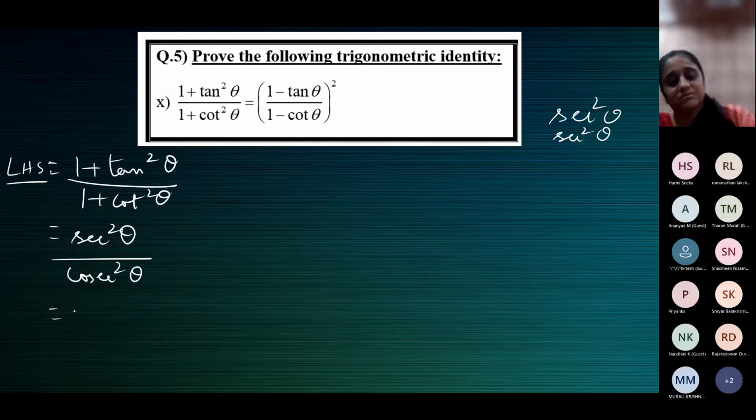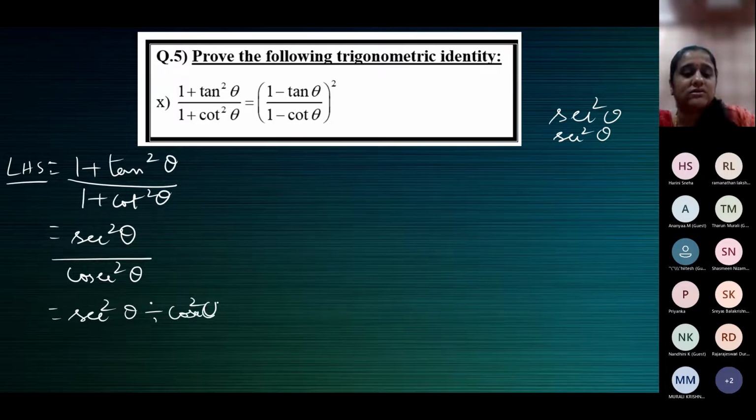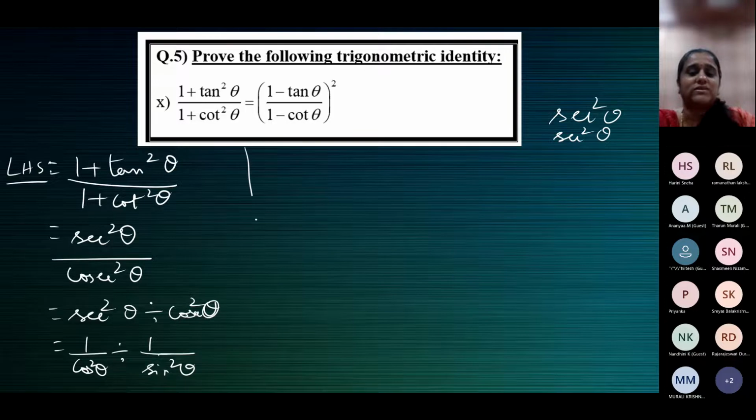Now what will you do after this? So it's like secant square theta divided by cosecant square theta. What is secant square theta? 1 by cos square theta. Yes, very good. 1 by cos square theta divided by, what is cosecant square theta? 1 by sin square theta. Very good.